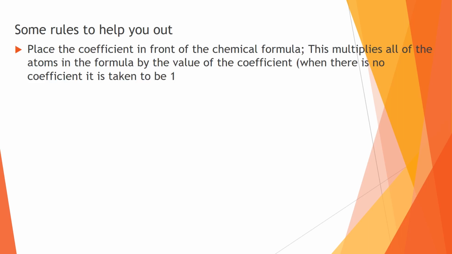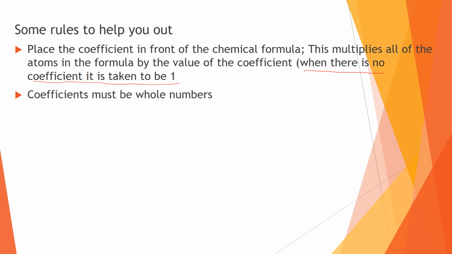So number one, you place the coefficient in front of the chemical formula, not in the middle, not at the end, at the front. What this does is it multiplies all the atoms in the formula by the value of the coefficient that you're adding. Something that's important: when there's no number in front of the molecule, we assume that it is a 1. Can't have a 0 because then it doesn't exist, right? Anything times 0 is 0.